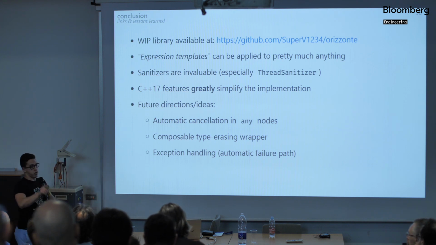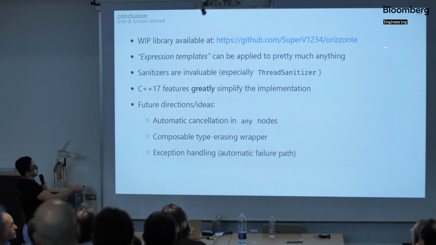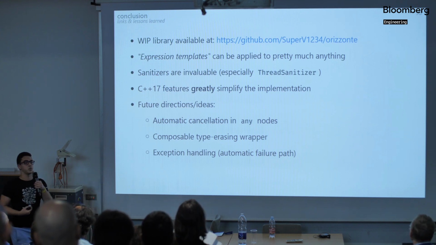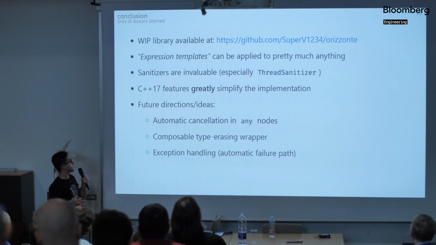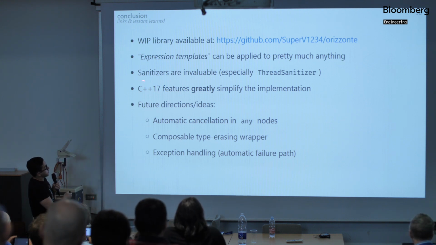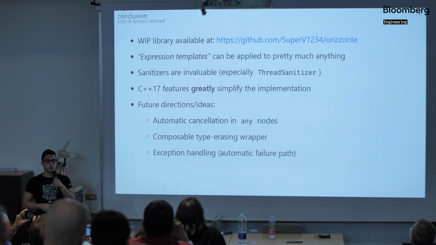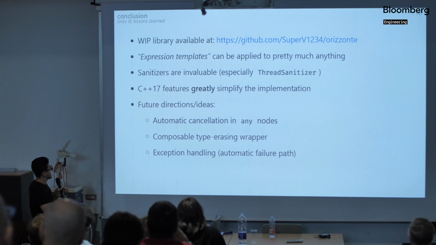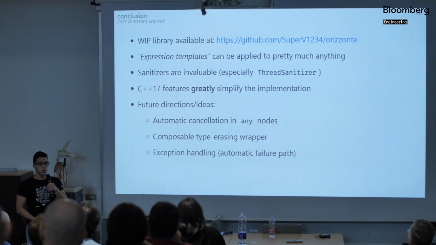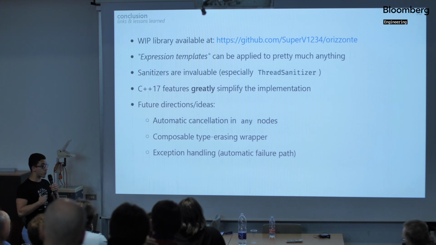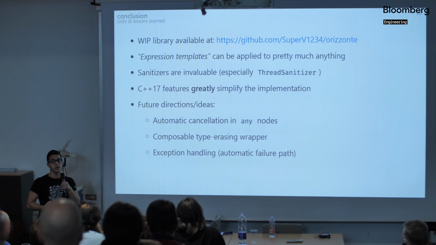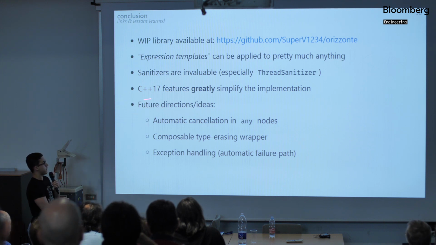So that's it. I have 1 more minute. You can find the library here on my GitHub page. And my point here is that you can apply the idea of expression templates, which is storing things into the type system, to pretty much anything. Also, I found sanitizers invaluable, especially thread sanitizer, to find very weird concurrency bugs and use-after-free bugs and stuff like that. So thread sanitizer was a lifesaver when implementing this. And C++17 features like fold expressions and class template argument deduction really make this possible. You can do this in 14, in 11 even, but the code is going to be really ugly and full of boilerplate. So 17 simplifies things a lot.